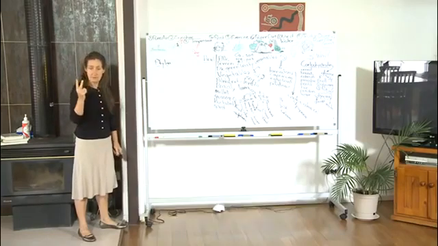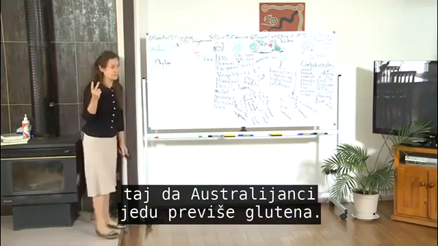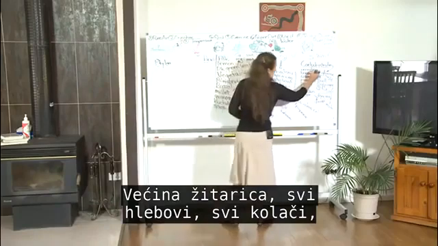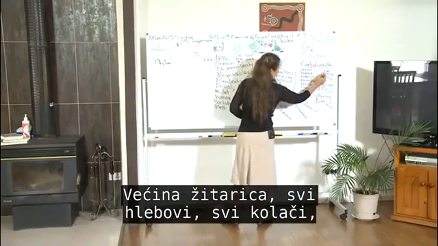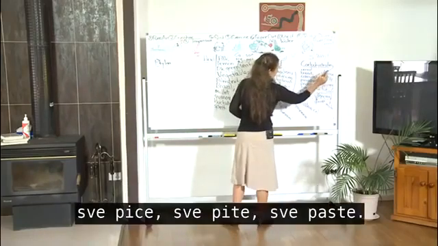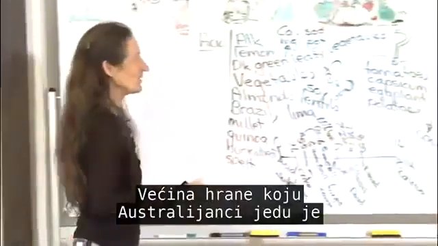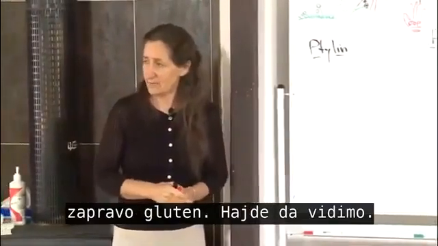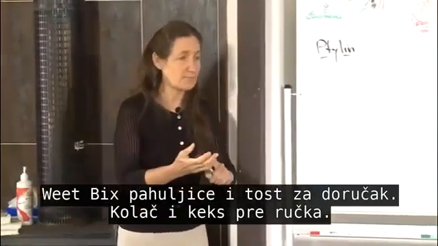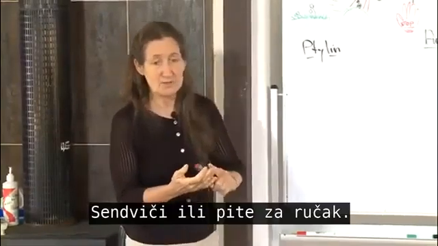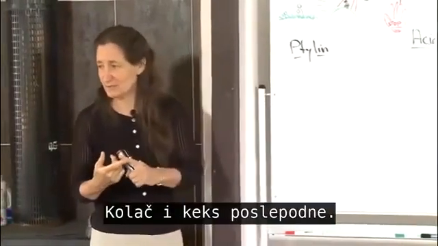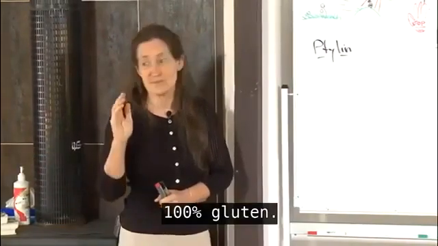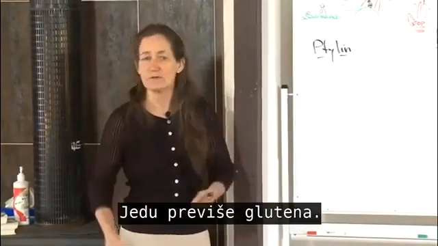Number 2, Aussies overdo gluten. Let's have a look at how many of these foods have gluten. Most cereals, all breads, all cakes, all pizzas, all pies, all pastas. The majority of the food that Aussies eat is gluten. Let's have a look. Weet-Bix and toast for breakfast, cake, biscuit mid-morning, sandwiches or pies for lunch, cake, biscuit mid-afternoon, pasta, pizza for tea. What's that? 100% gluten. It's just overdoing the gluten.